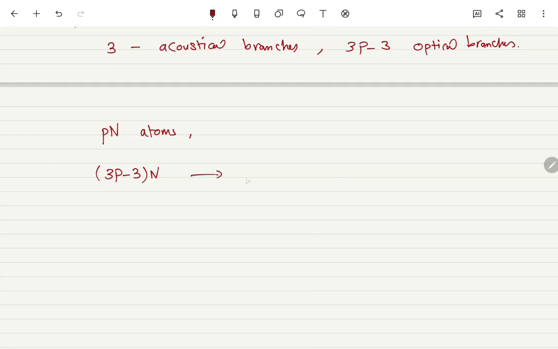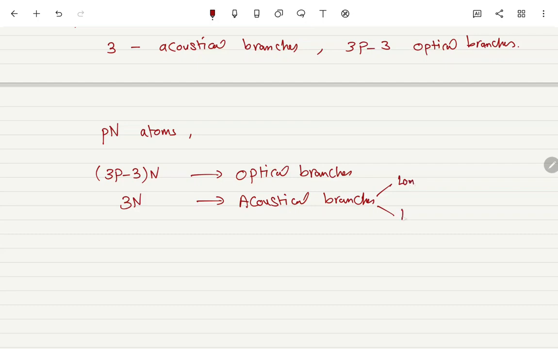So this one here is optical branches, and 3N acoustical branches. And remember, 1 is longitudinal and 2 is transverse.